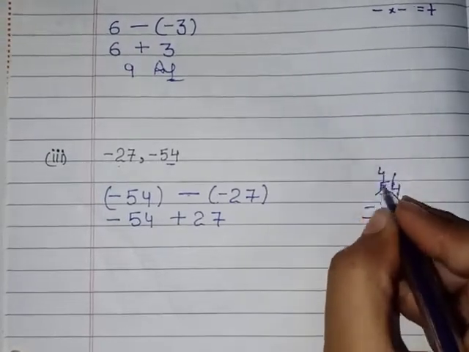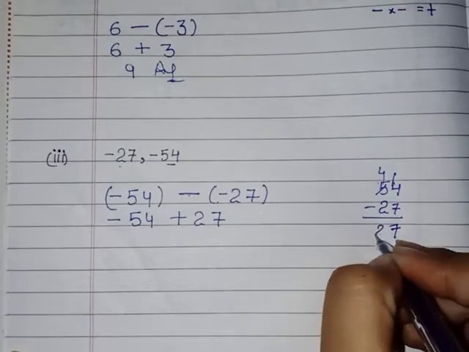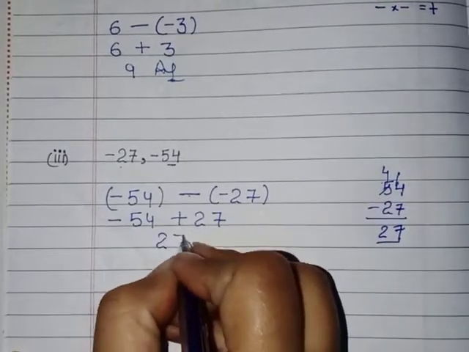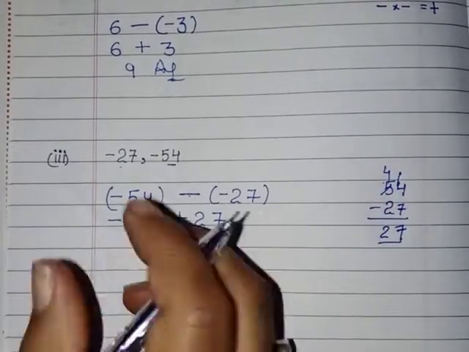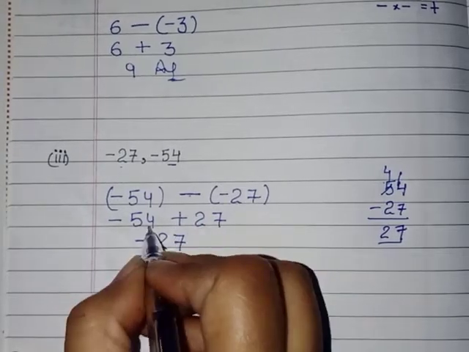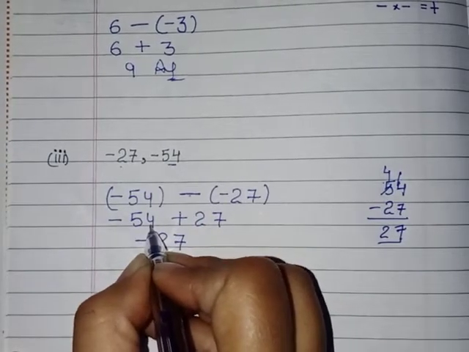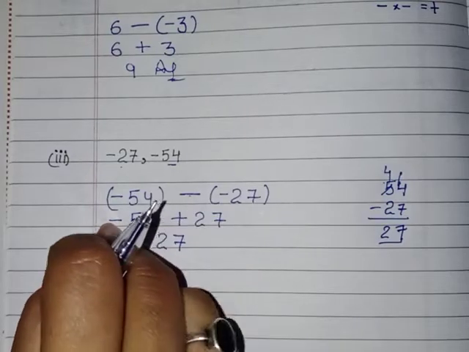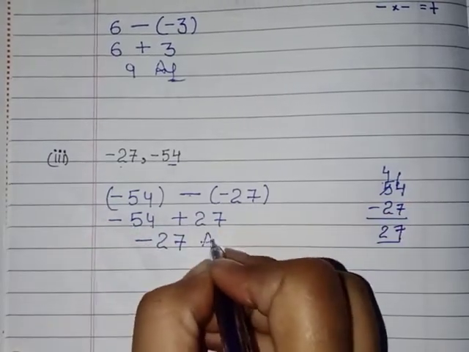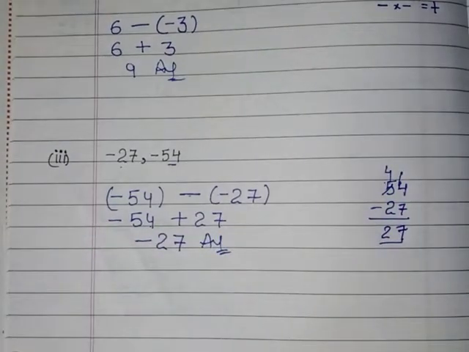54 minus 27 is 27. And which sign will you put here? You will put the minus sign. Why? Because the sign of the greater numeral, which is 54, is minus. So your answer is minus 27.